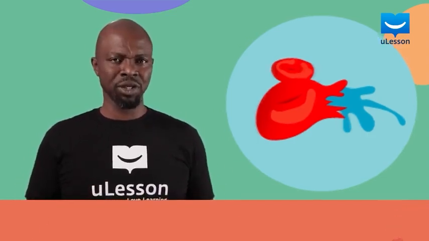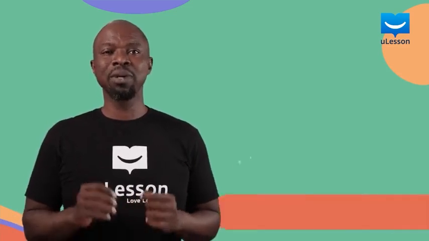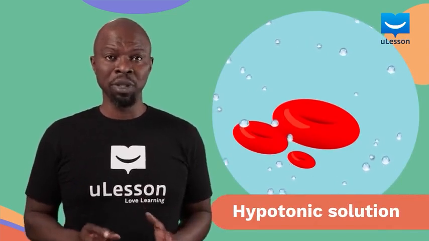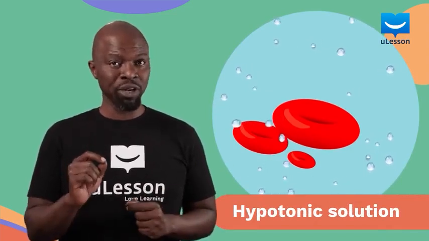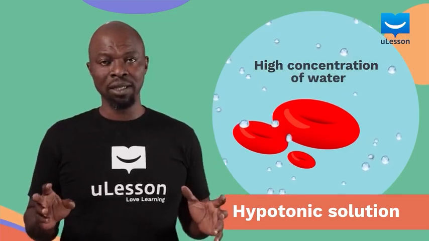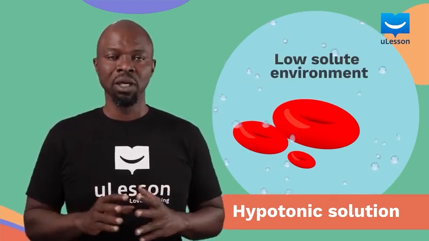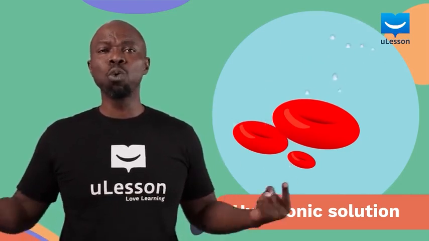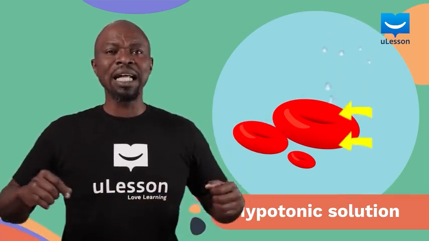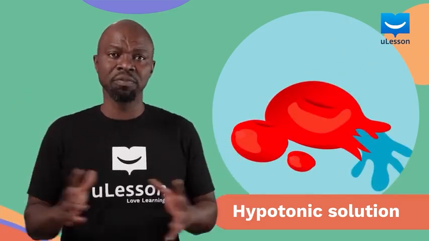So when does this event occur? Hemolysis occurs when a red blood cell is placed in a hypotonic solution. You already know what it means for a cell to be placed in a hypotonic environment. That is an environment that contains a high concentration of water, or you could also say a low solute environment. And what will basically happen is water will move inside of the blood cell through osmosis, and the cell can become swollen, and it can eventually even burst.